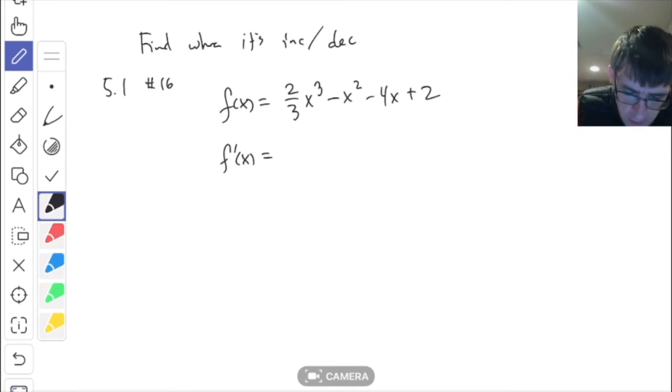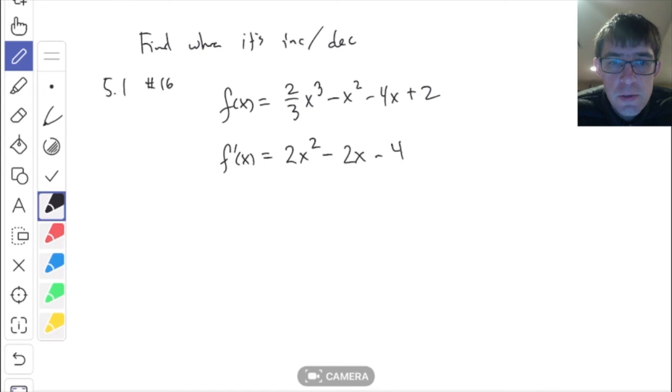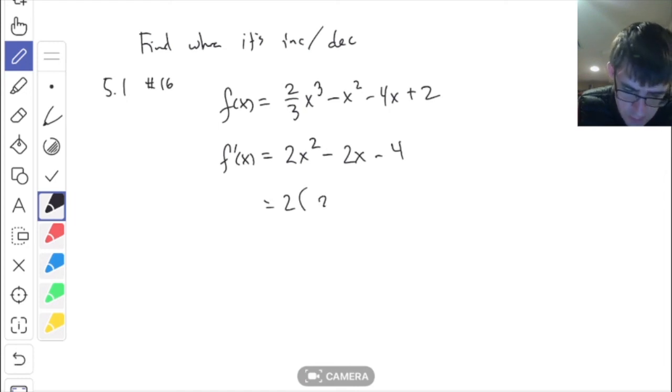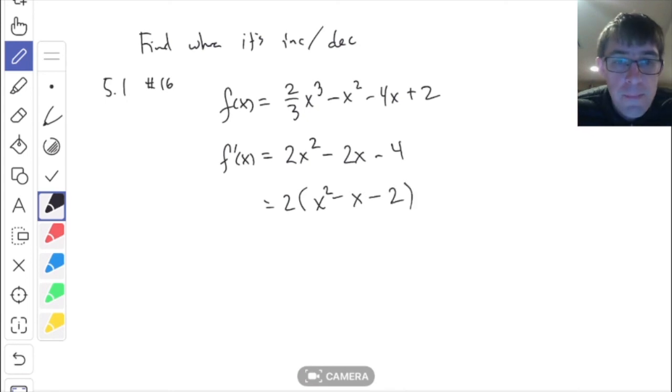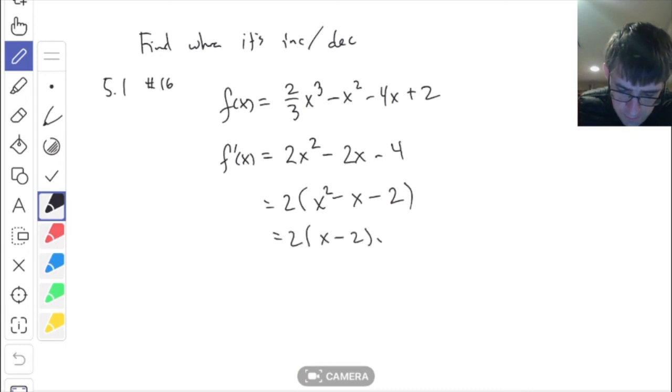Anyway, the derivative, 2/3 x cubed, the 3 comes down and gives me 2x squared minus another 2x minus 4, and the plus 2 goes away. All right, that's the derivative. And now you should try and simplify this as much as possible with the expectation that you're going to set it equal to 0. So in order to simplify this, first I would factor a 2 out. There's no reason to keep that in there. 2 times x squared minus x minus 2.